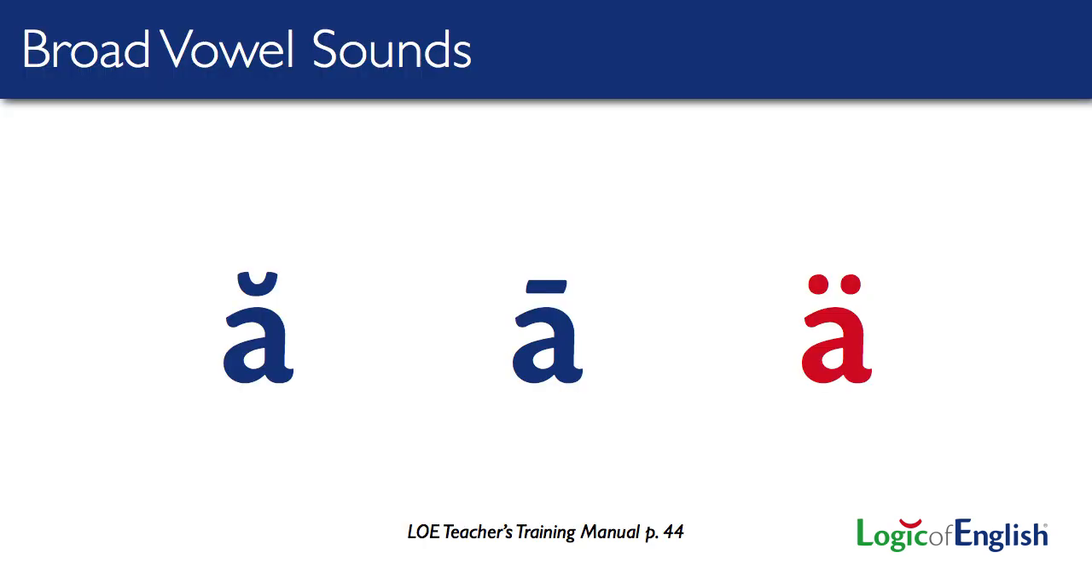Does anyone know what that third sound is called? Everyone thinks it's schwa. We're going to learn about schwa later. It is not schwa. Not at all. This is called the broad sound. And there are different ways of referring to this sound, and there are different markings. I chose the two dots as one of the common dictionary markings because it was the simplest to write to use with essentials. O also has a broad sound, a-o, oo.